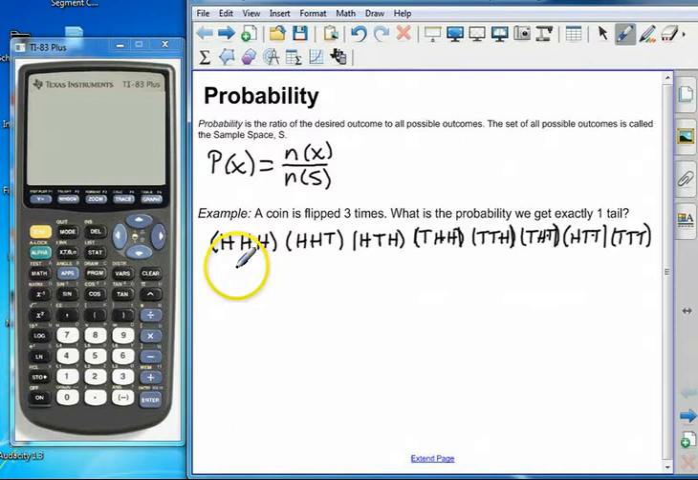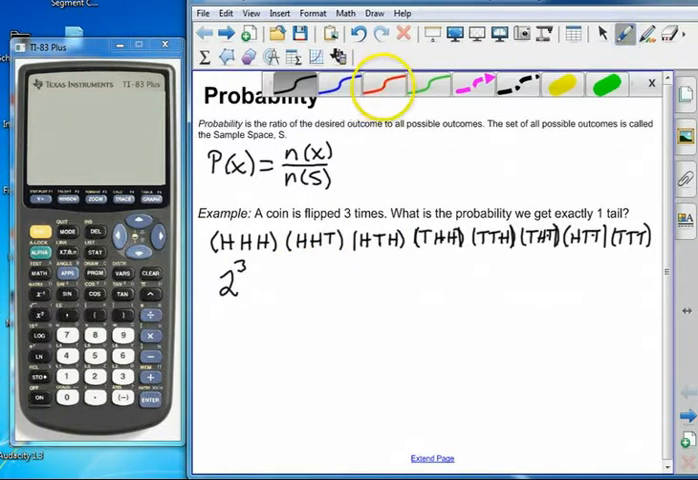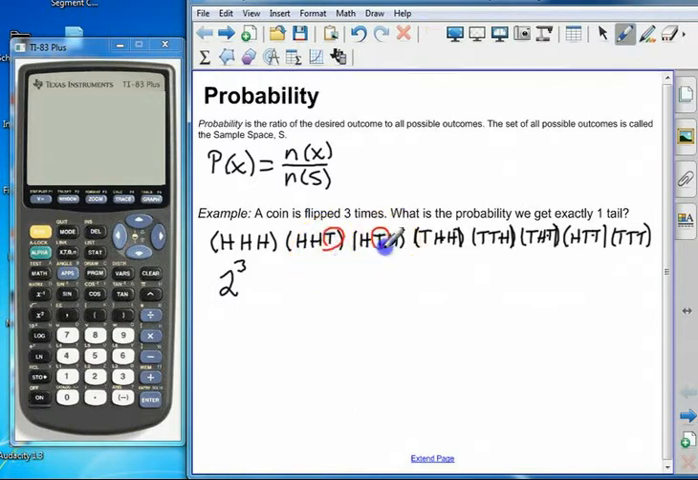And you recall from our counting principles lesson that if you have 2 possible outcomes and you do 3 trials, then the total number of outcomes is 2 to the third. If we did 4 trials, then it would be 2 to the fourth, and so on. Okay, so let's see how many times exactly one tail turns up. There's 1, 2, 3. So the probability of one tail is equal to 3 divided by our sample space, which is 8.